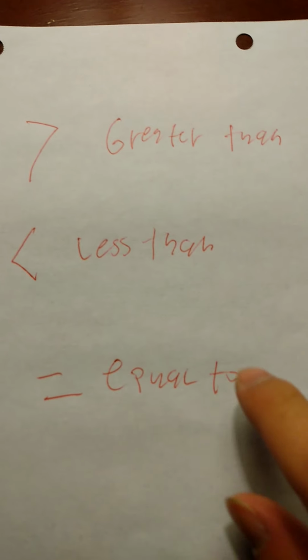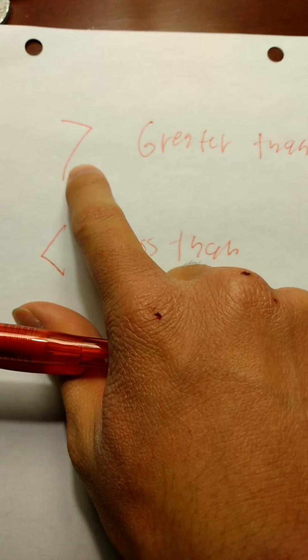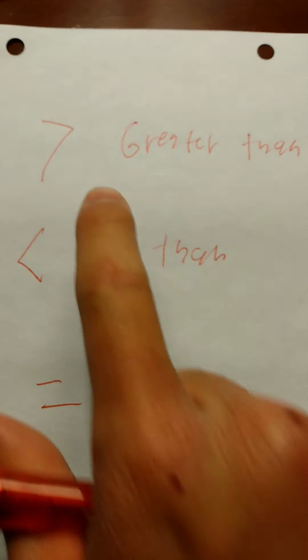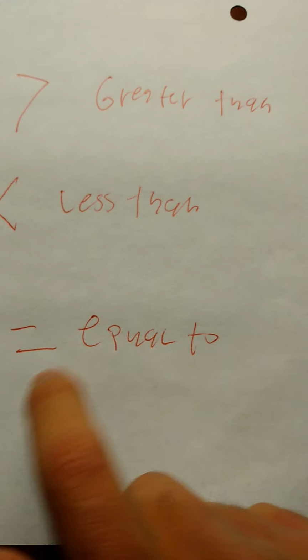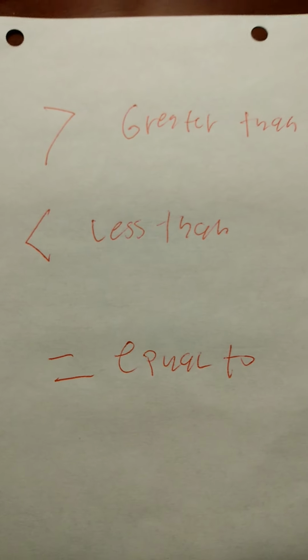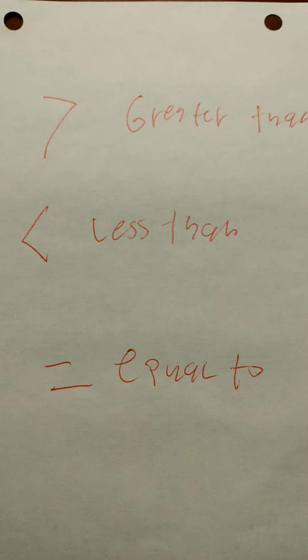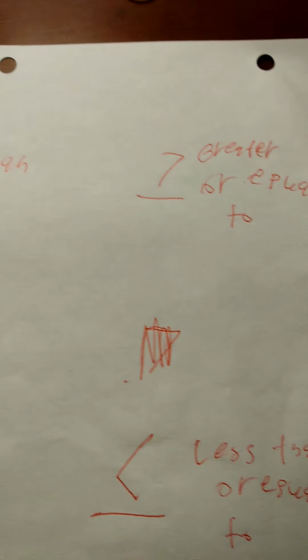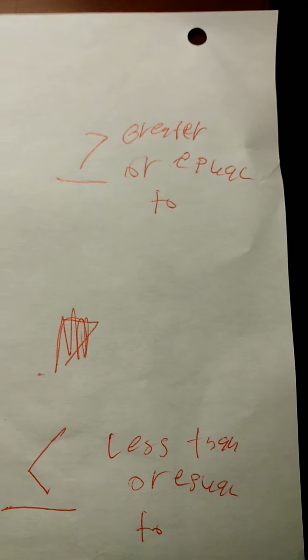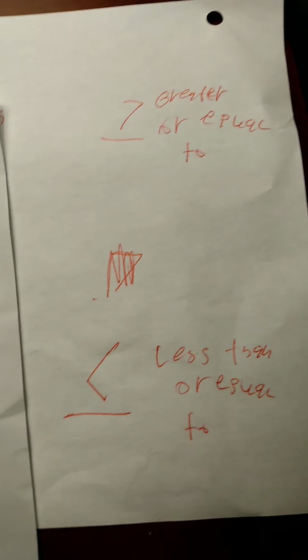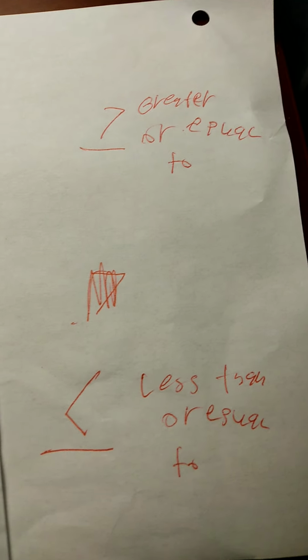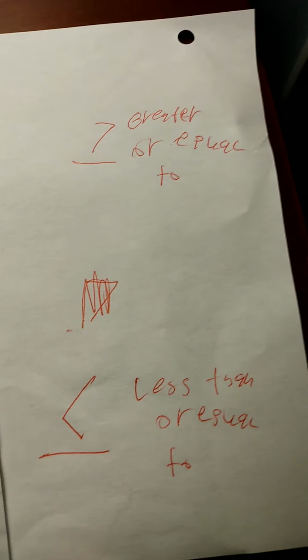In your elementary school years, we have been talking about these symbols: greater than, less than, and equal to. But we're going to get an upgrade of new symbols: greater than or equal to, and less than or equal to. You'll see these symbols in this lesson today. Let's try to experiment with these symbols on a number line.